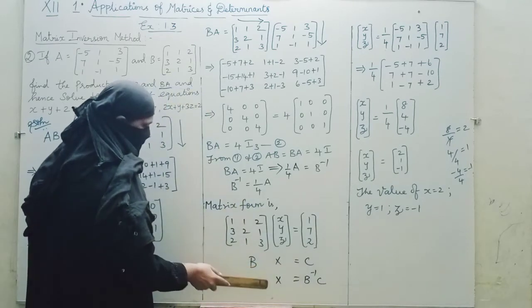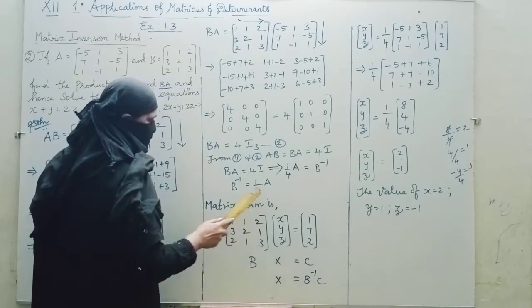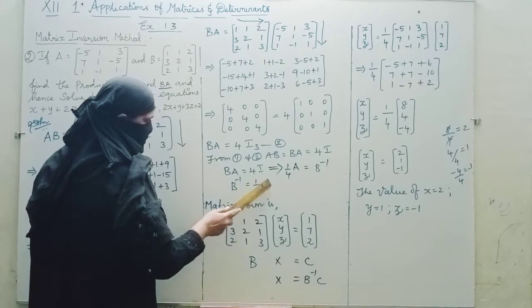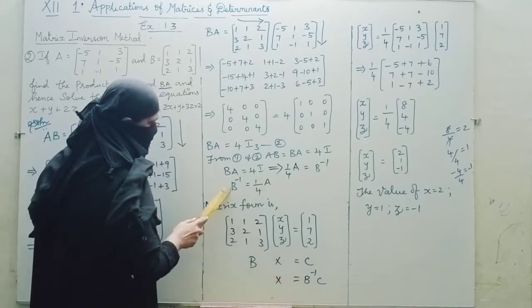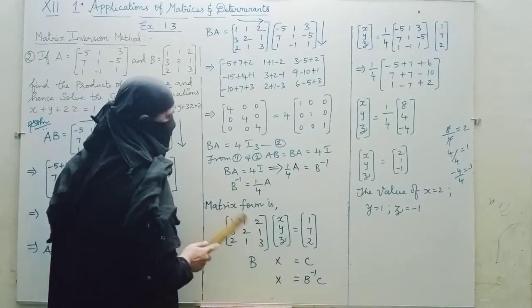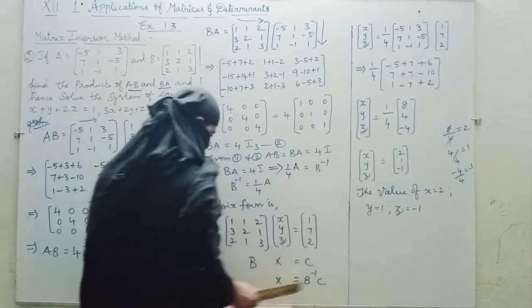What is the formula here? X equal to B inverse C. What is the B inverse value? 1 by 4 times of A. How much B inverse have we found? 1 by 4 times of A. So what is the X value?